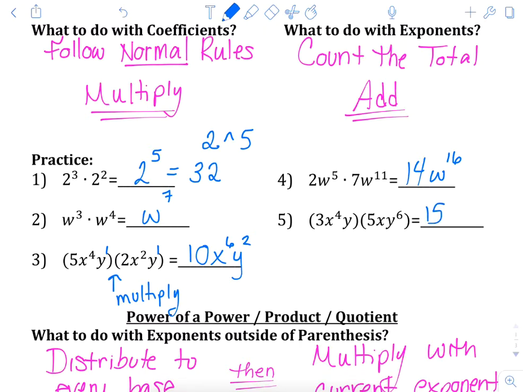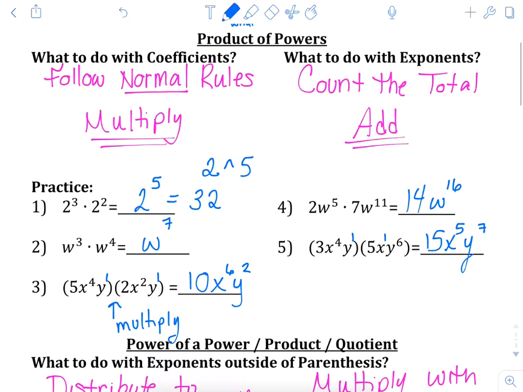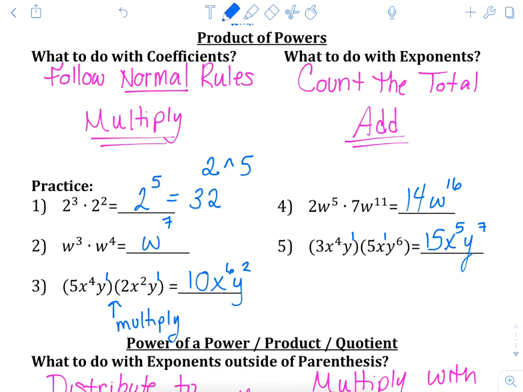We count up how many x's we have. That's x to the 5th. There's a 1x on this side. And our last part is y to the 7th. Remember, you have 1 power for your y on the first parentheses, 6 on the second one. That makes a total of 7. If you missed anything in the power section, go ahead and write it down. We're moving down to the power of a power.